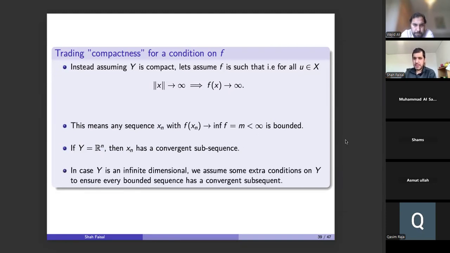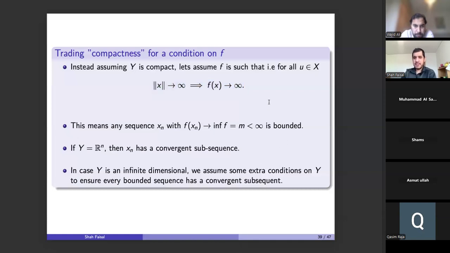Then you will get a minimizer for your function. So the conclusion is the following: you can drop the assumption in the Weierstrass theorem that the space is compact. But instead, you should force the function to not decrease in the non-compact regions, which is basically saying that near infinity, the function increases. Then you are all okay.